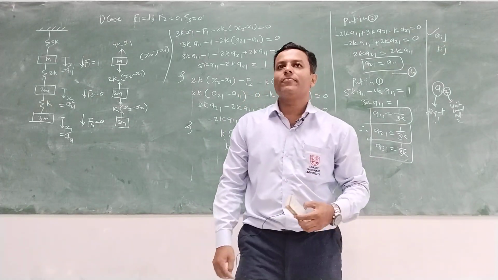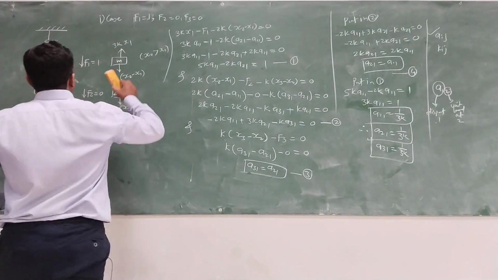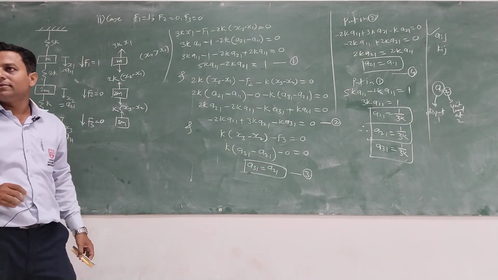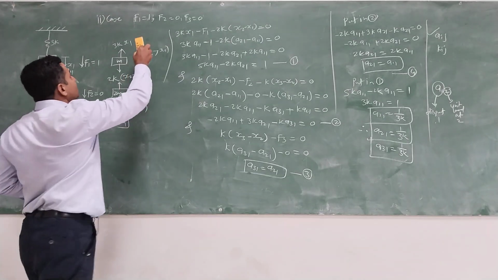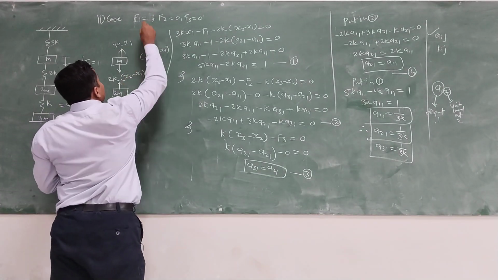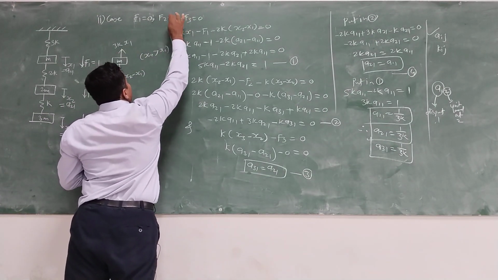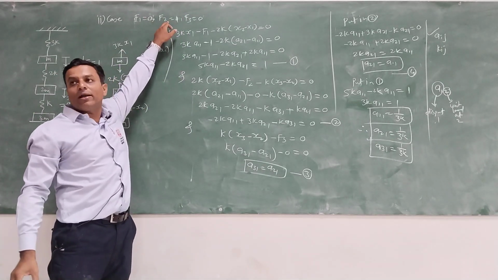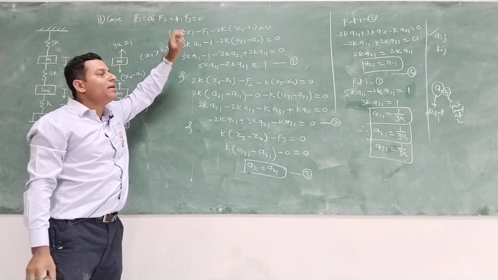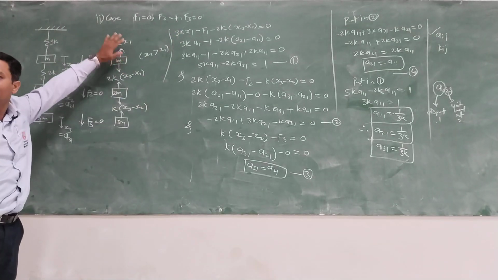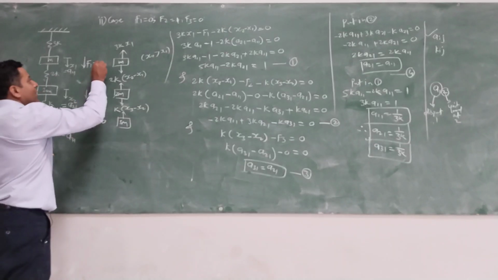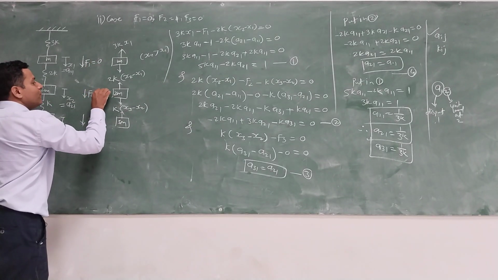Or we'll take case 2. Second case. For the second case, we'll consider unit force applied at mass 2. Instead of mass 1, we'll take mass 2. The FBD will remain the same. Only we'll have to change the value of force.